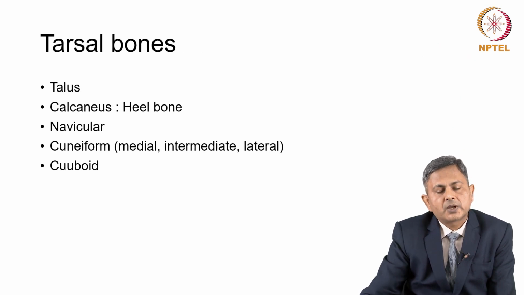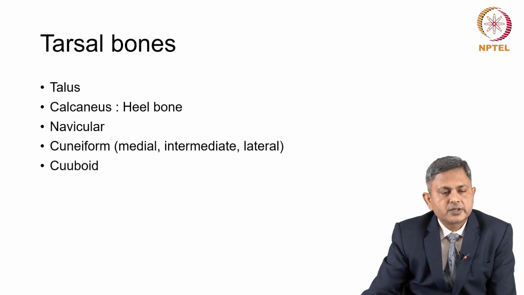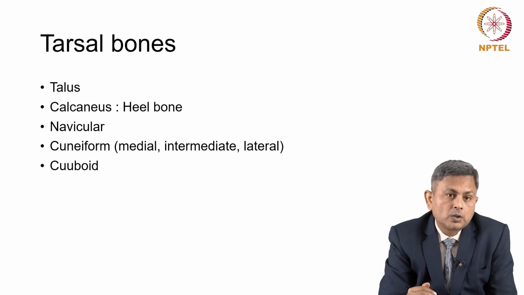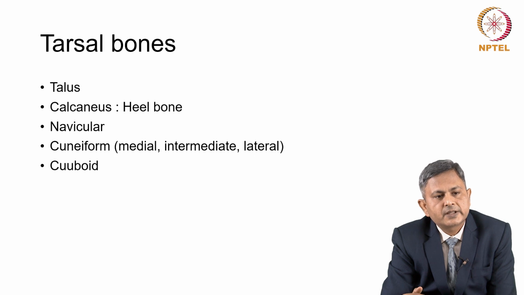The tarsal bones are made up of the talus, which lies between the calcaneus and the talofibular joint, then the calcaneus, navicular, and cuneiforms. There are three cuneiforms: medial cuneiform, intermediate cuneiform and lateral cuneiform, and then the cuboid.